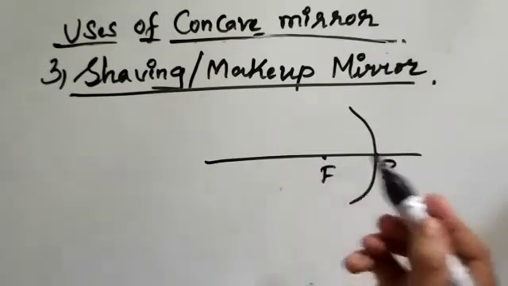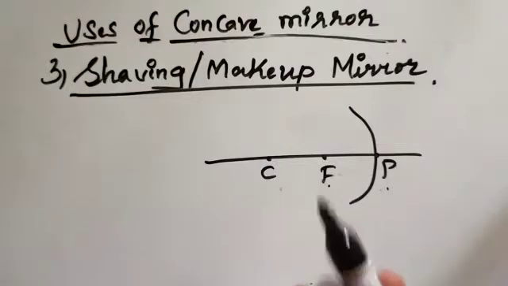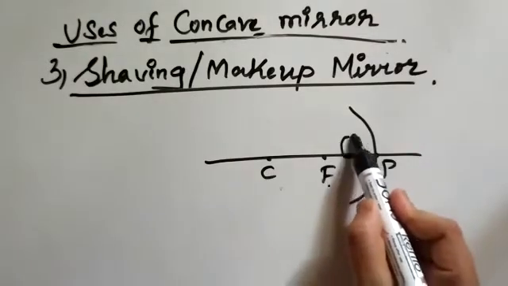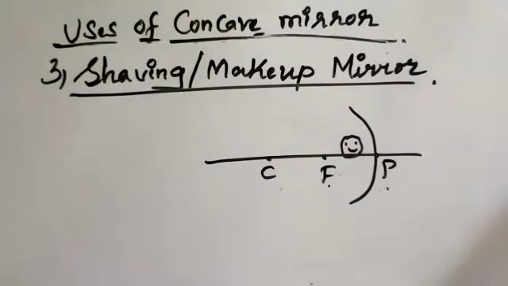So this is the pole, focus, center of curvature. You know that when I keep the object between focus and the pole, that means near to the mirror, what happens? That is the last image formation we have discussed. I'll consider this as the object, so we are near to the mirror. I'm not good at drawing, so I have tried it.